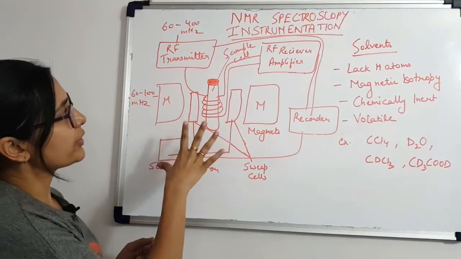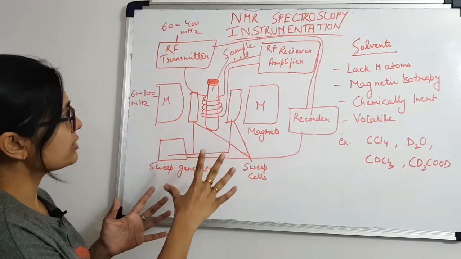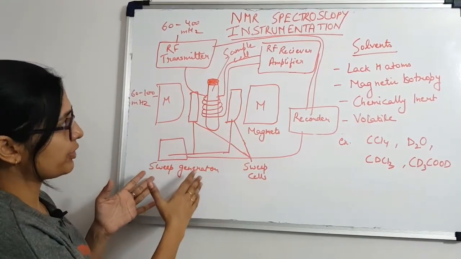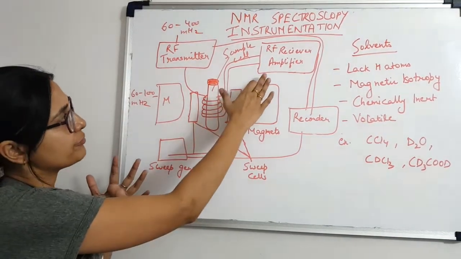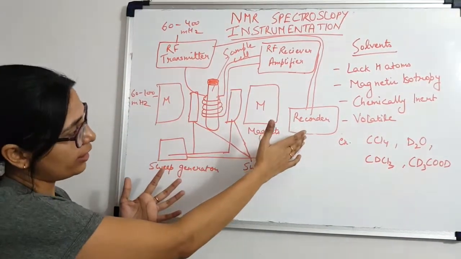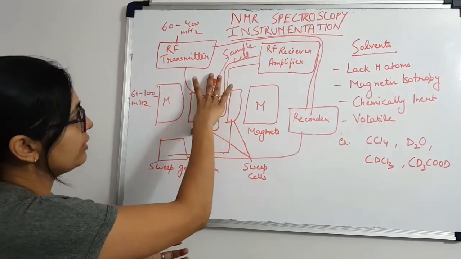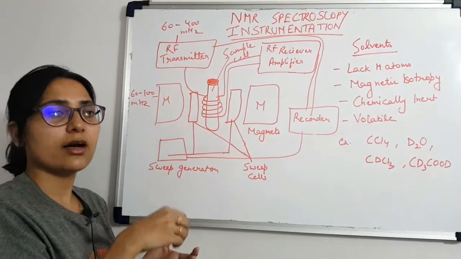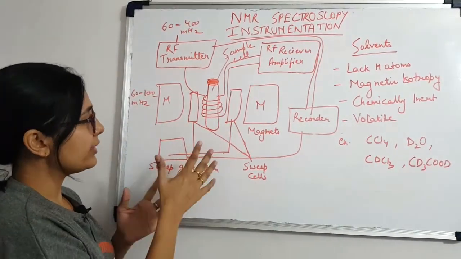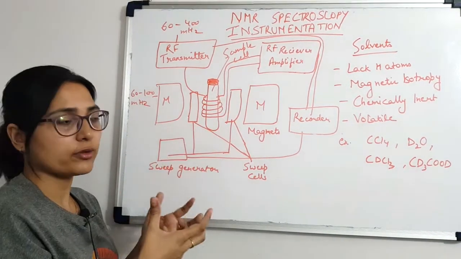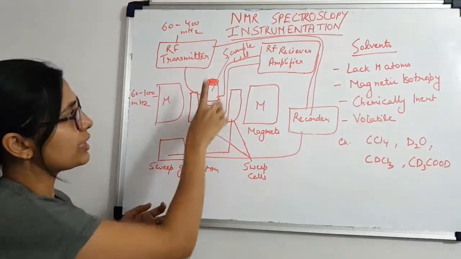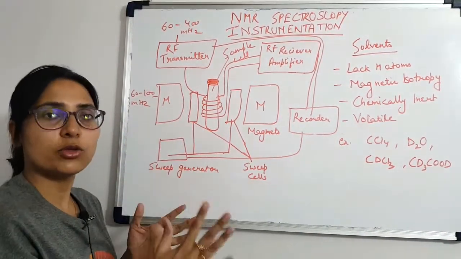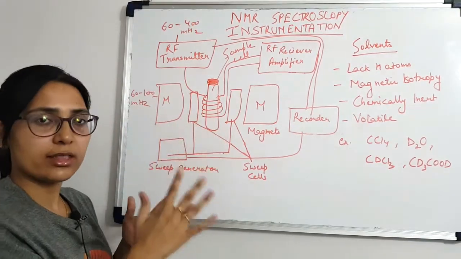Now, the NMR spectrophotometer basically consists of some main parts. For example, the sample cell, then you have your magnets, then the sweep coil, sweep generator, RF transmitter, RF receiver and amplifier, and a recorder. The sample cell is the main part and it contains the sample, and it is present inside the sample cavity. To maintain a uniform exposure of the magnetic field, the sample cell is rotating at a speed of around 30 revolutions per second, so that all the sample gets uniform exposure.